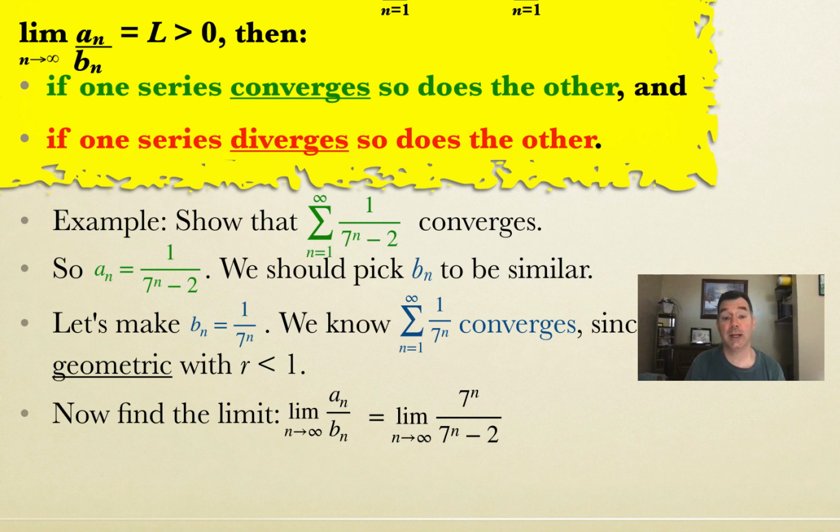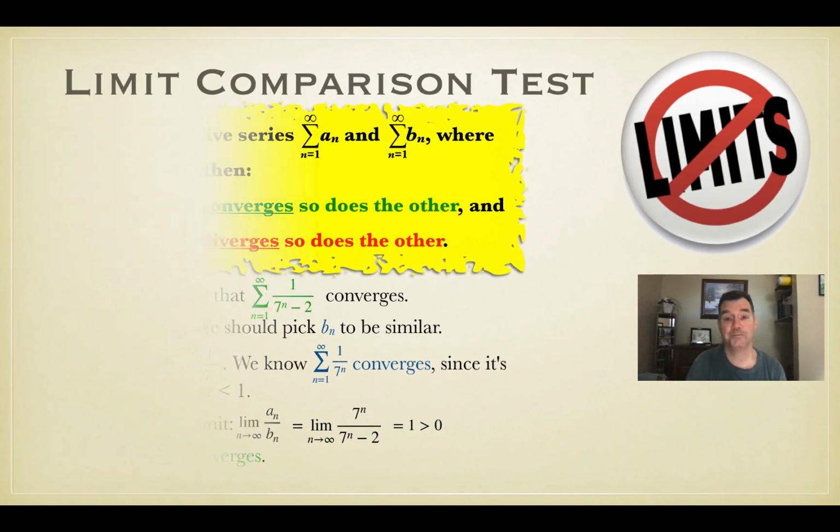And remember, I'm looking at what this approaches as n approaches infinity, and that limit ends up being 1, which is greater than 0, and it's not infinity. So whatever one series does, the other series does as well. I do know that 1 over 7 to the n converges, so that means that the other series, 1 over 7 to the n minus 2, converges as well.